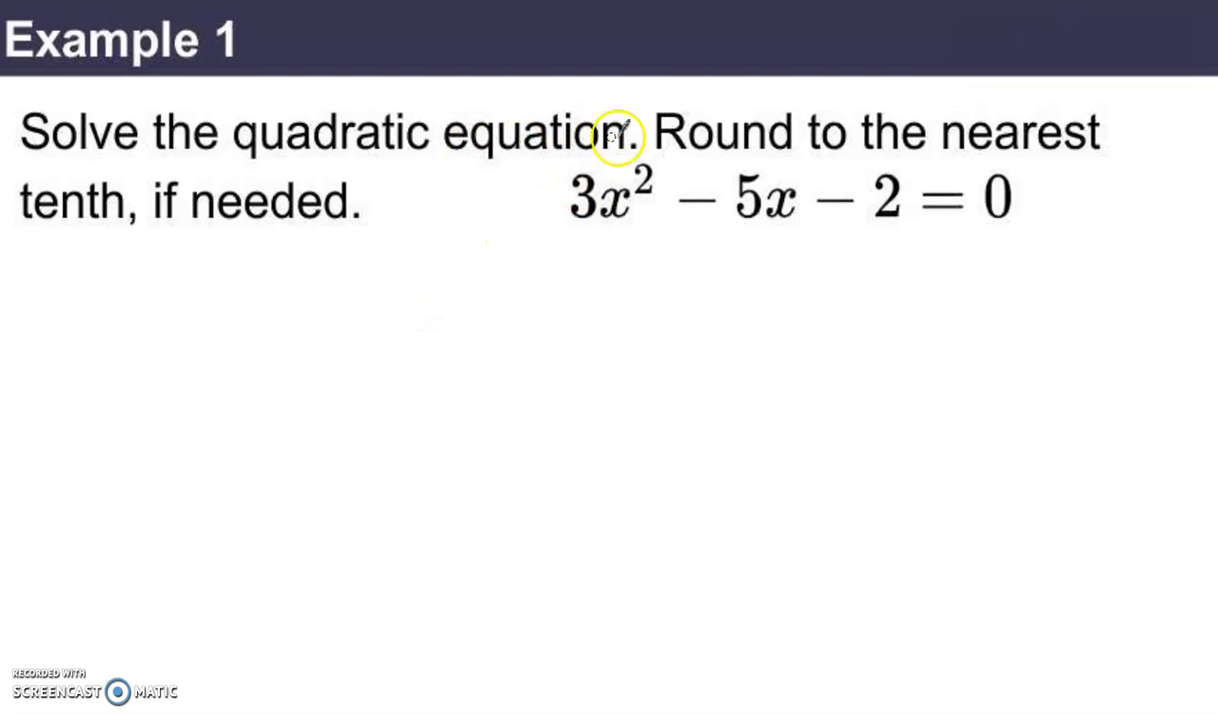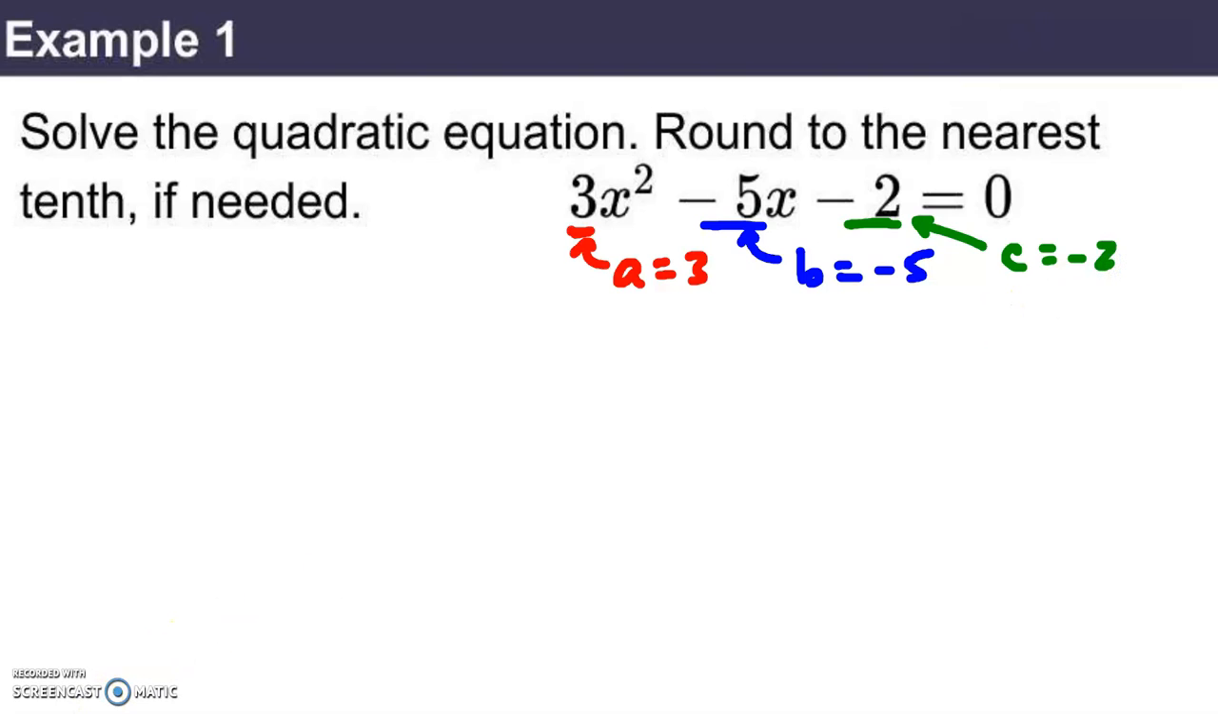Let's use the quadratic formula to solve the quadratic equation 3x squared minus 5x minus 2 equals 0. The first thing I want to do is identify what those numbers a, b, and c are. So remember that a is the coefficient of the x squared term, so a is 3. B is the coefficient of the x term including the sign, so b is negative 5. And c is the term without any x. C is negative 2.